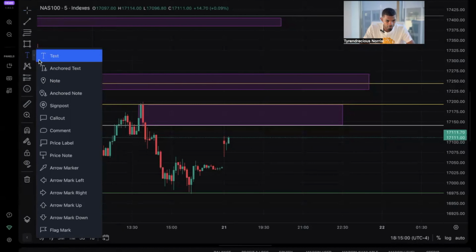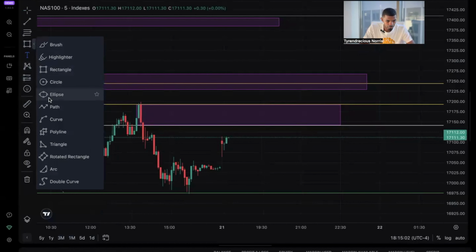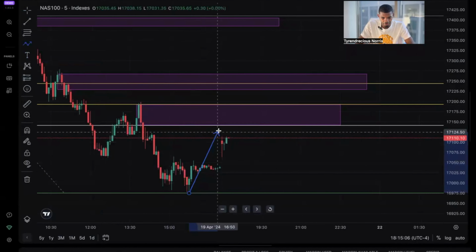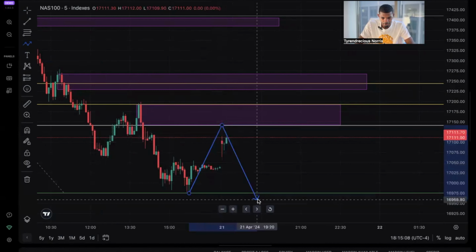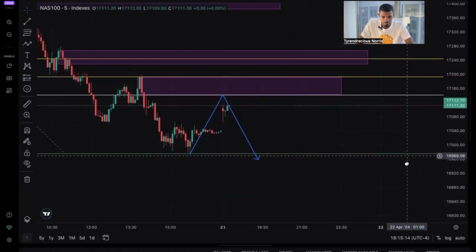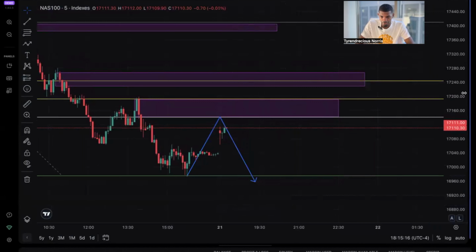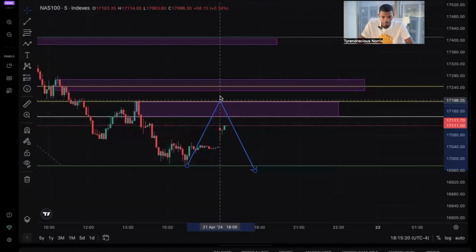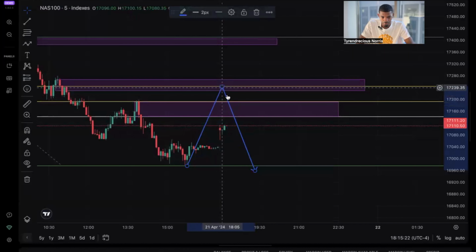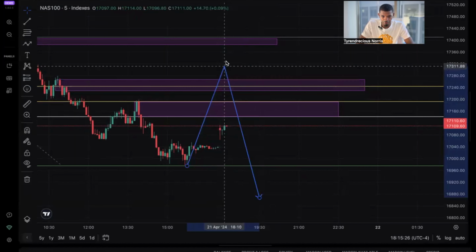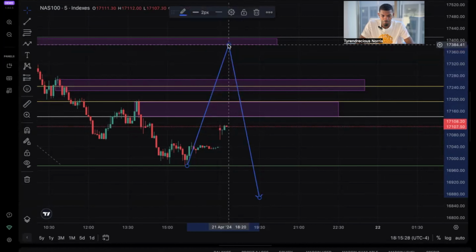So then from here, let me go to my path tool. Same thing. I'm expecting price to come back up here and then come down and break this last low. And then if that doesn't work, if price actually breaks this zone, I would expect it to come here to continue down. And then if it breaks that zone, I would expect it to come up and reach this zone.